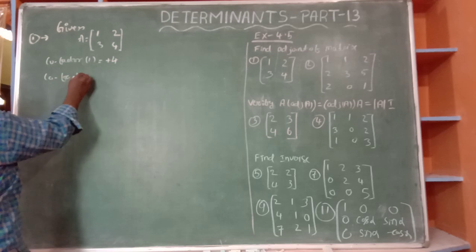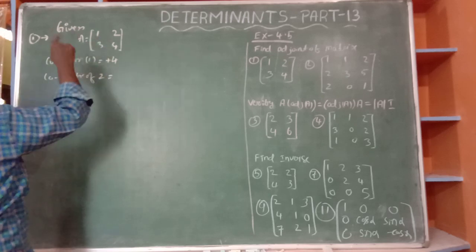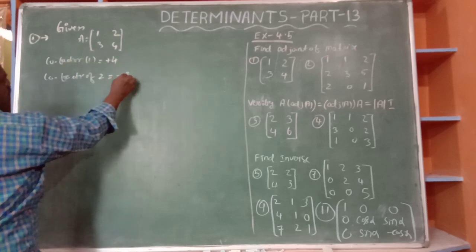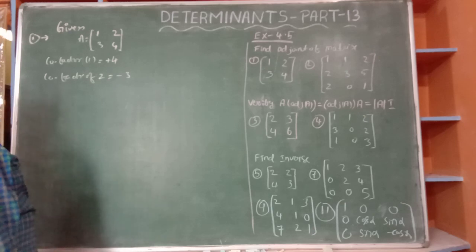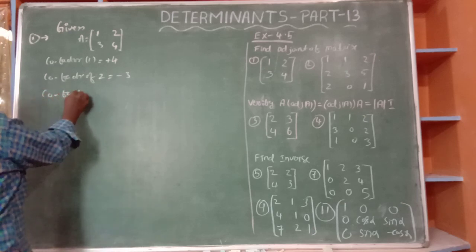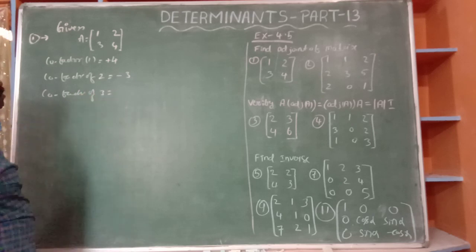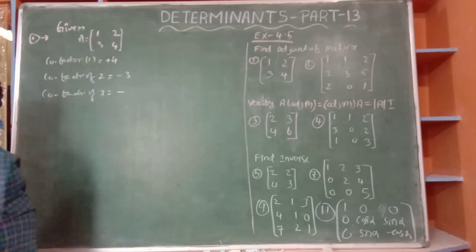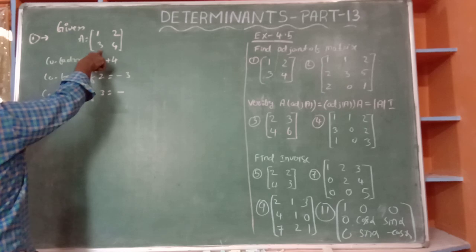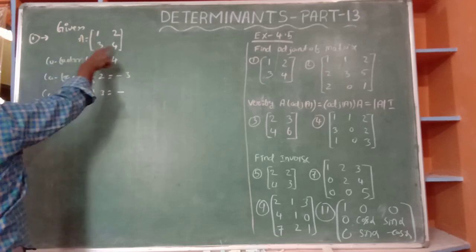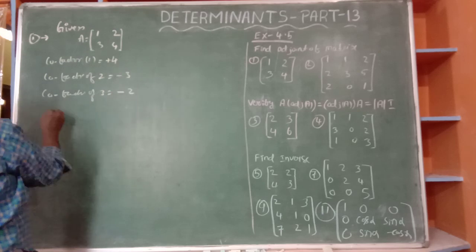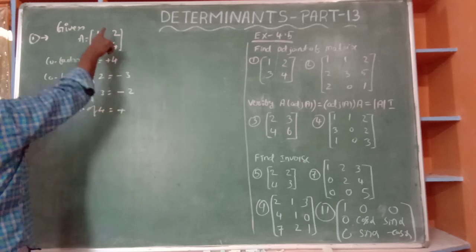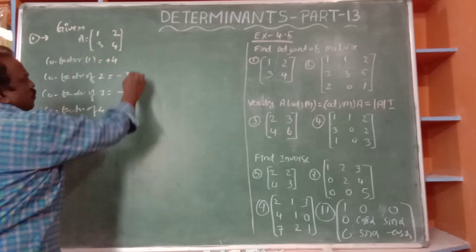Cofactor of 2: the row and column is deleted, it is 3, but minus 3. Be careful. Again, cofactor of 3 is also minus. Plus, minus, minus, plus, like that. For the element 3, the cofactor is to delete this one, and 2 is there, so 2. And the cofactor of 4 is a plus, row and column deleted, this one.